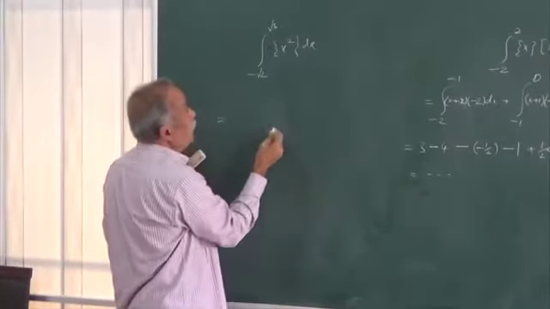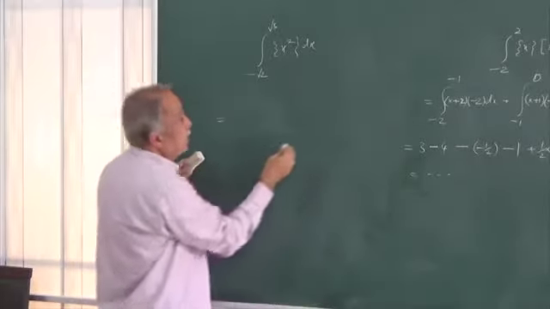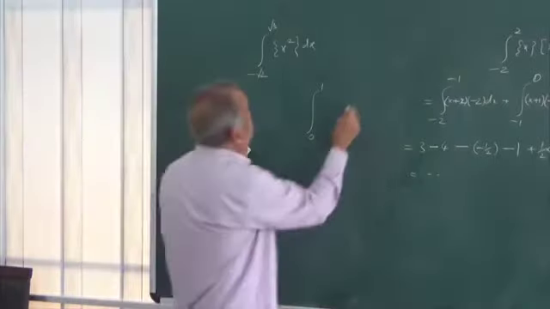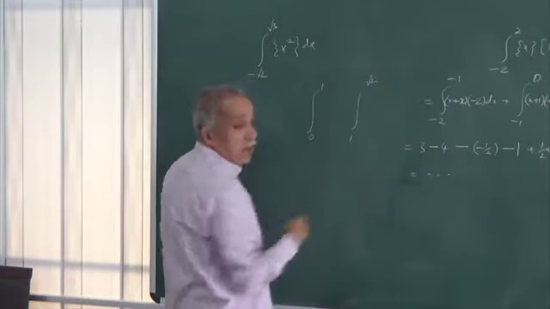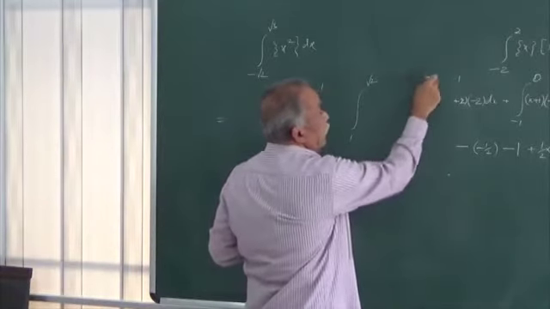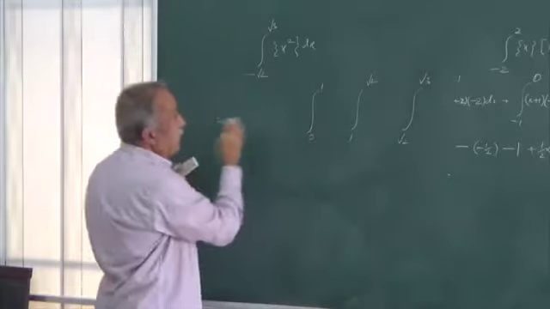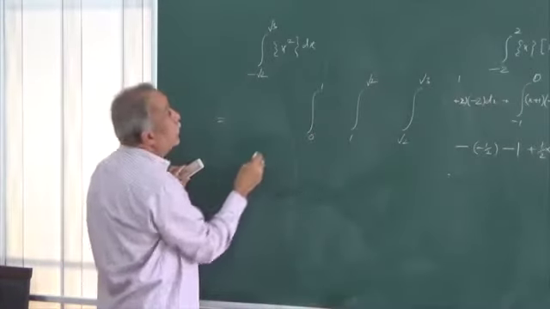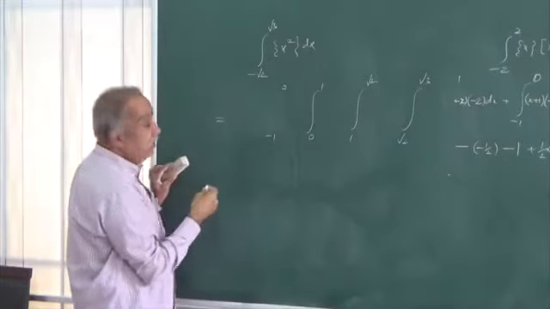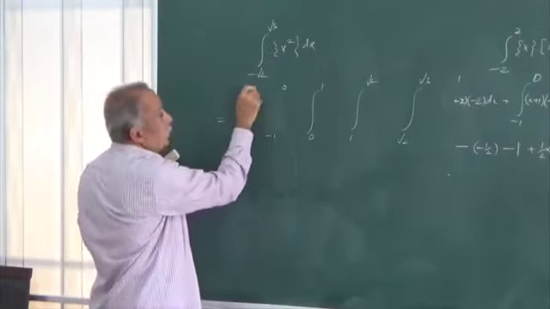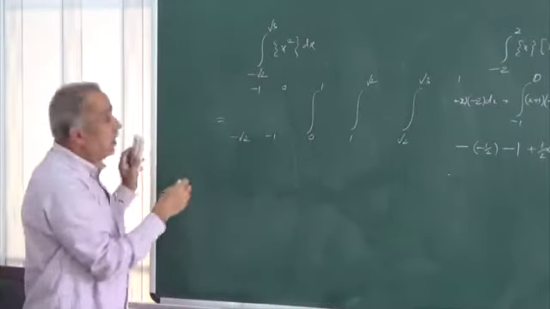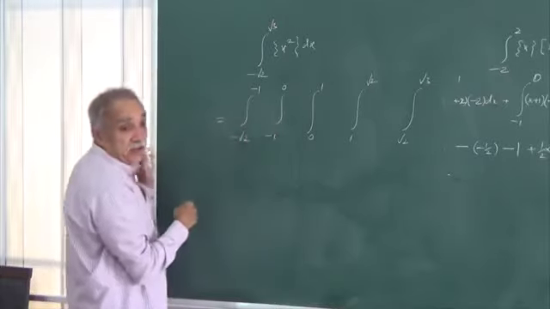The fractional part will have different values in different intervals. In the interval 0 to 1, it will have one value. In the interval 1 to root 2, it will have another value. In the interval root 2 to root 3, it will have one more value. And similarly on this side, from minus 1 to 0, you will have one expression, and minus root 2 to minus 1, you will have one more expression. These things will completely cover our interval of integration.